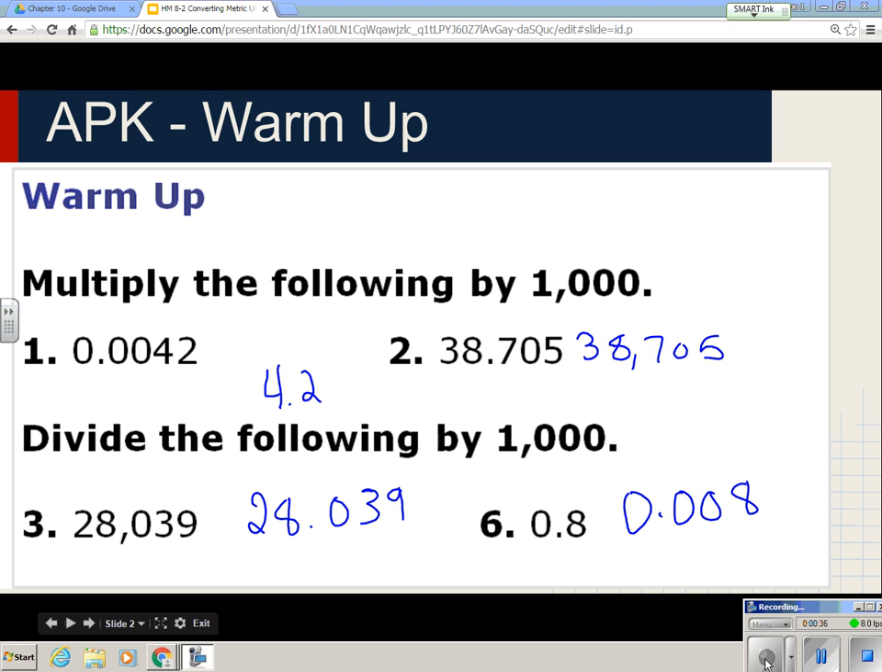Here are the answers you should have gotten. Just multiplying up, you go from 0.0042 to 4.2. And all you had to do was just move the decimal point 3 times to the right. And with 3 and 4 dividing, you move it 3 times to the left.